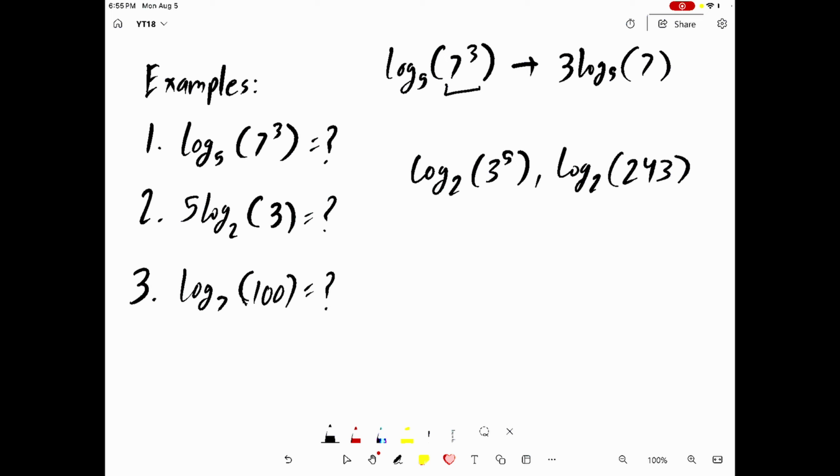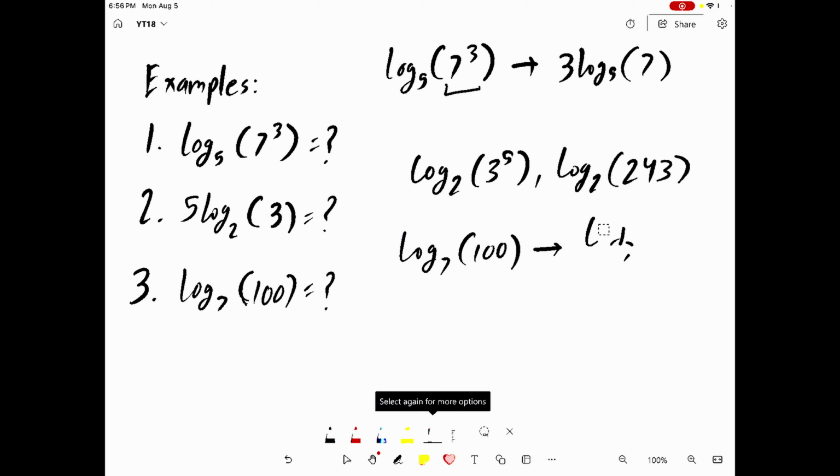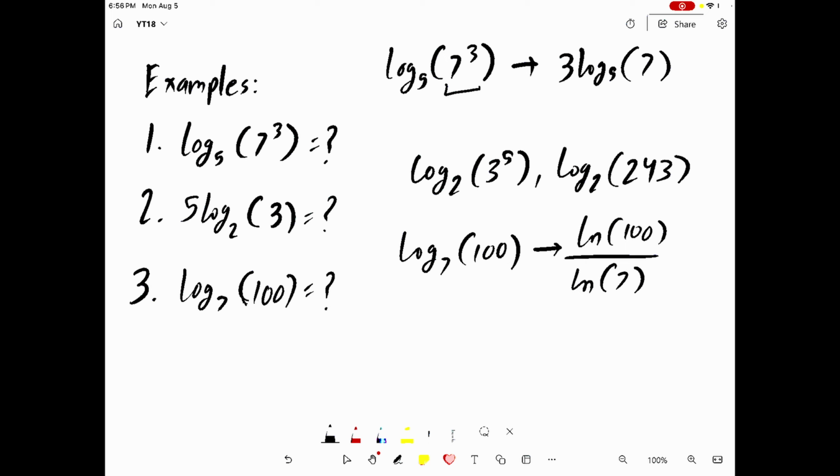And for a third example, we will have to do change of base. We'll have to change the base from this to the natural logarithm. This is simple. It's the natural logarithm of 100 divided by the natural logarithm of 7. This is the answer to our third example, and I think it's time that we go on to the practice problems.